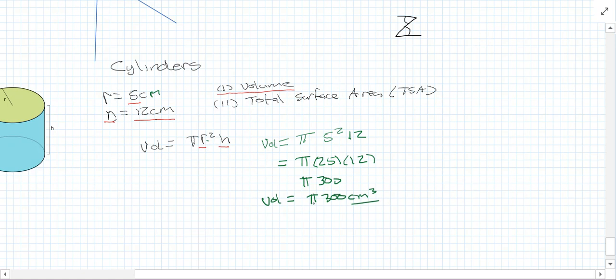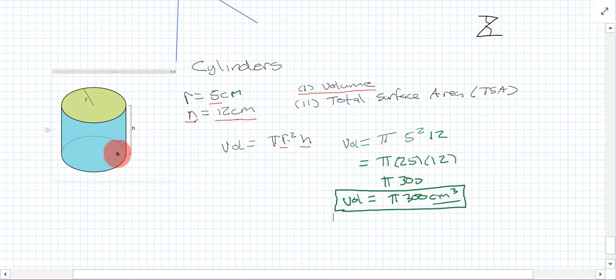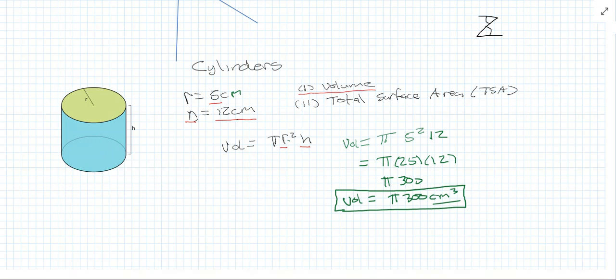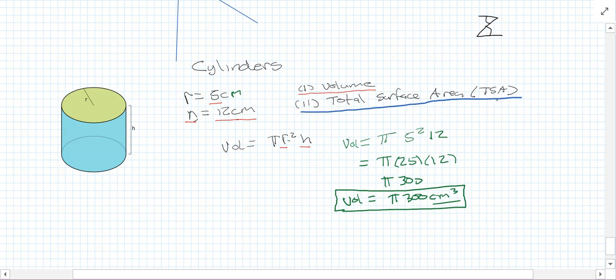So that's how you work out the volume. You can just put pi into your calculator and multiply by 300. Another way to think about it is that this is the volume, or the capacity, of the cylinder. The next thing we've been asked to look at is the total surface area.